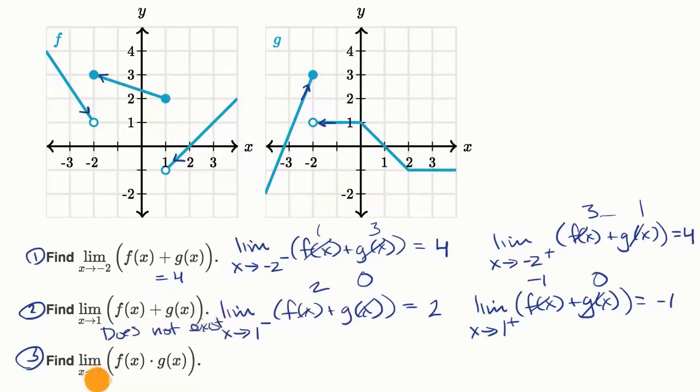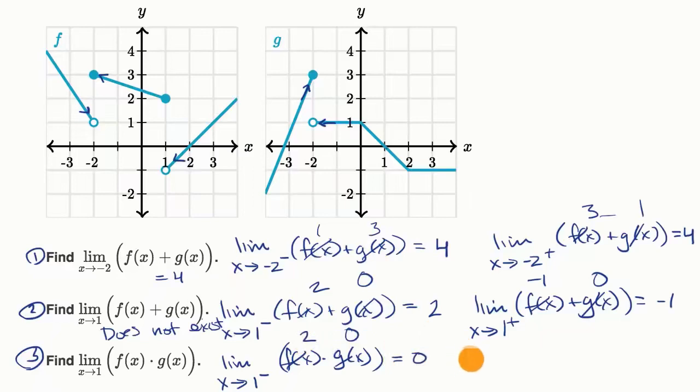And then last but not least, the limit as x approaches 1 of f of x times g of x. So we'll do the same drill. Limit as x approaches 1 from the left-hand side of f of x times g of x. Well, here, we could even use the values, we see when we're approaching 1 from the left, f of x is approaching 2. And g of x, approaching 1 from the left, is approaching 0. And so we're going to be approaching 2 times 0, which is 0.